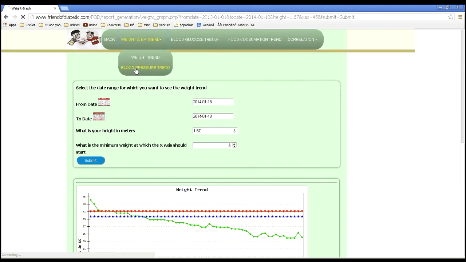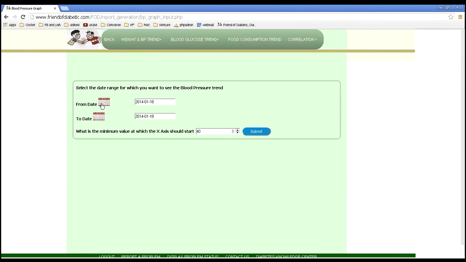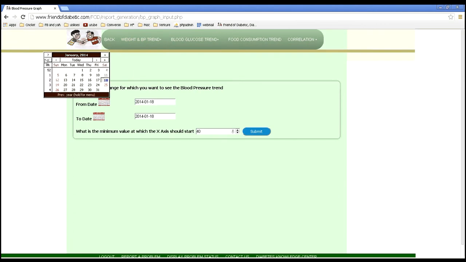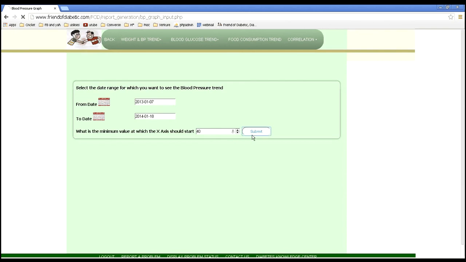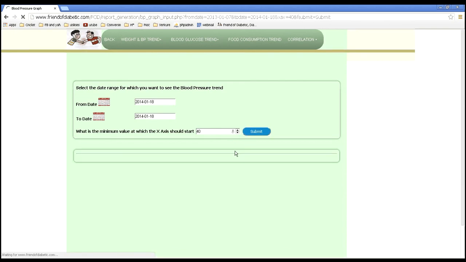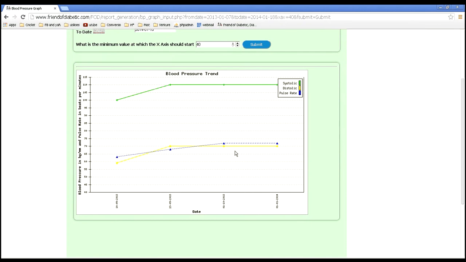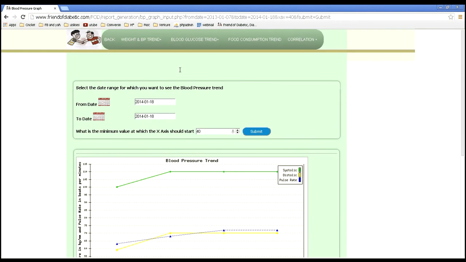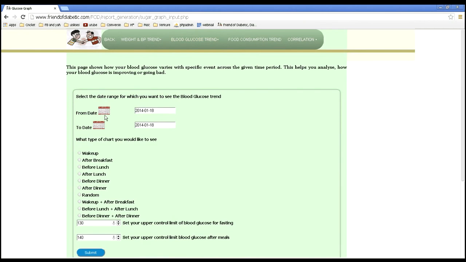Similarly, the software gives you your blood pressure trend. If you select a date and submit, it brings out your blood pressure charts, showing how your systolic, diastolic and pulse rates have moved. It also gives a nice blood glucose with meals view.